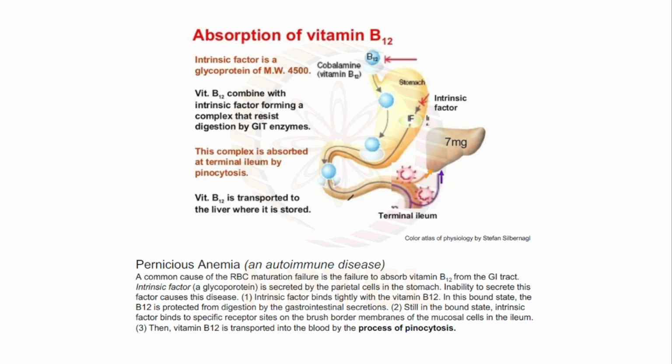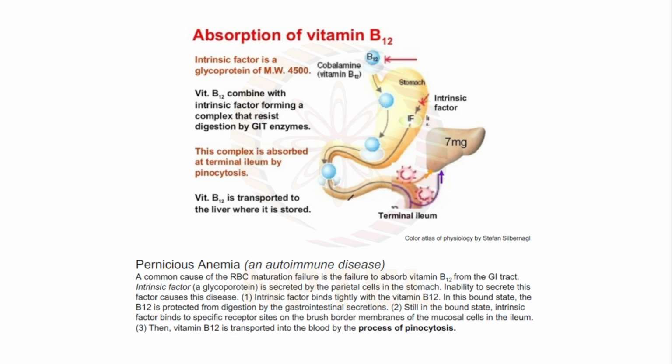So vitamin B12 combines with intrinsic factor, forming a complex that resists digestion by the GIT enzymes. This complex is absorbed at the terminal ileum by pinocytosis, the terminal ileum, that is near the anus. So vitamin B12 is transported to the liver, where it is stored. Okay? Pernicious anemia, an autoimmune disease. So this is also an autoimmune disease.